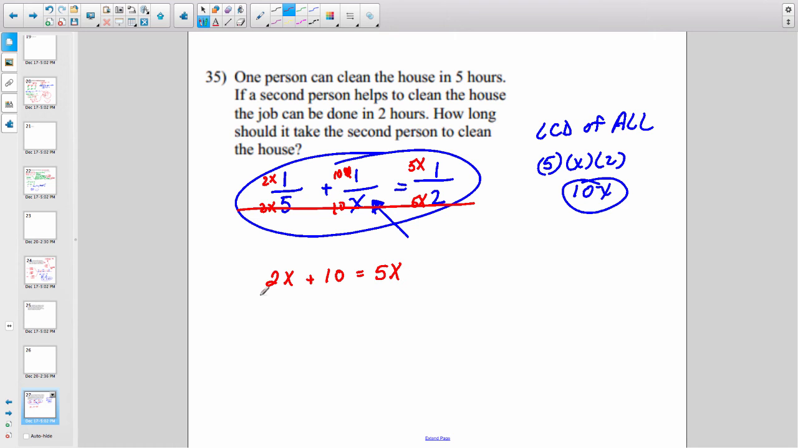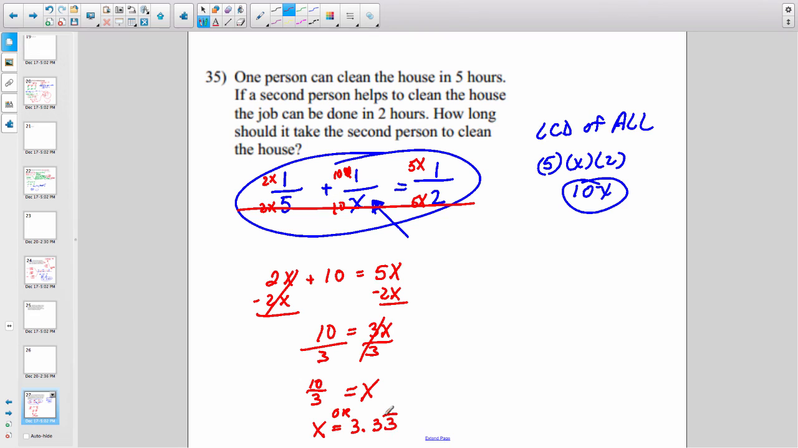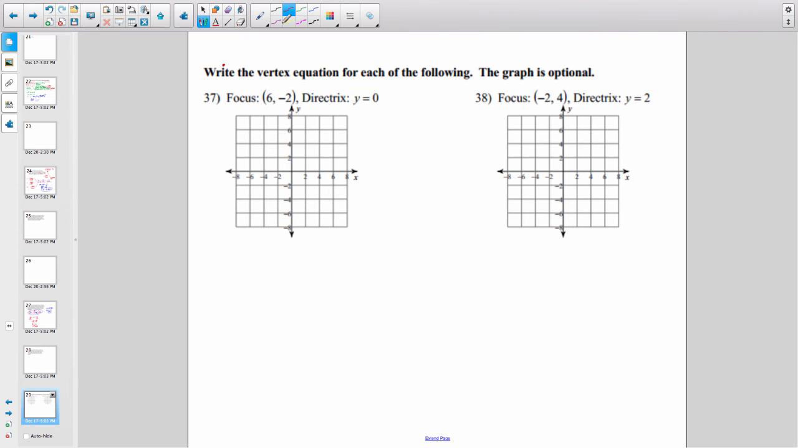Okay, let's see. Take away 2x. 10 is equal to 3x. Dividing by 3, x equals 10 thirds, or x equals 3.333333333. So that's how long it would take the second person to clean the house. 3 1/3 hours.